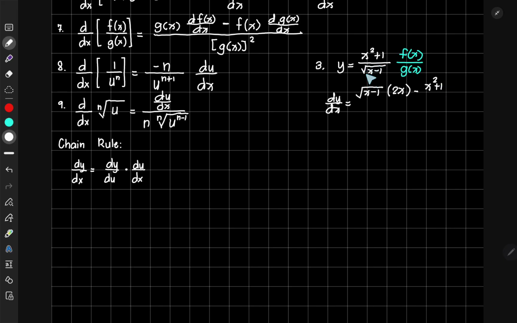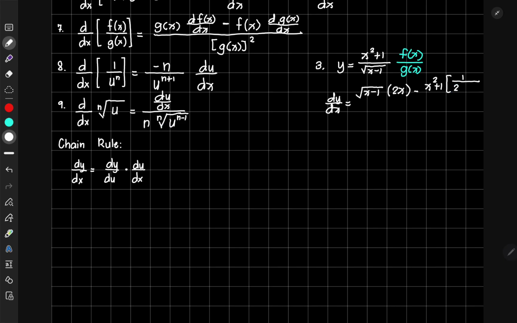Then, get the derivative of the denominator. So, using yung rule number 9, or yung radicals natin. So, get du over dx. So, what is the derivative of x minus 1? So, that is, derivative of x is 1, derivative of negative 1 is 0, kaya this is only 1. All over, so yung n, so n natin dito is 2.